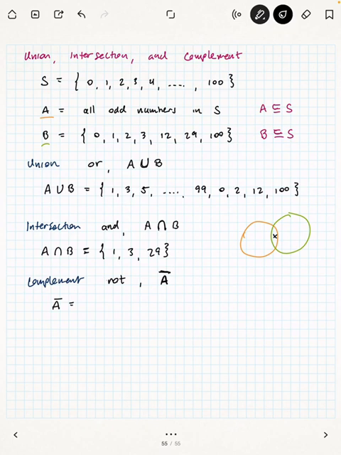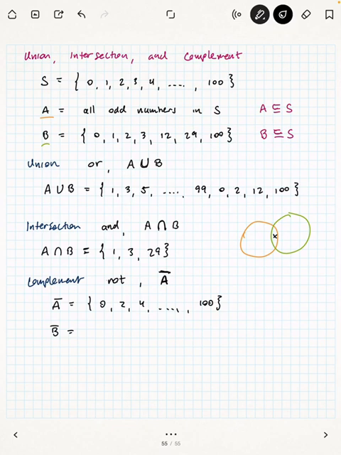Okay? And with A bar, what we're saying is to take everything that's in S that's not in A. Okay? So if A is all odd numbers, now we're talking about all even numbers, including 0. So that'd be 0, 2, 4, up to 100. Similarly, what's the complement of B? It's everything that's in S that's not in B. So throw out what B is, and then that will be your set.